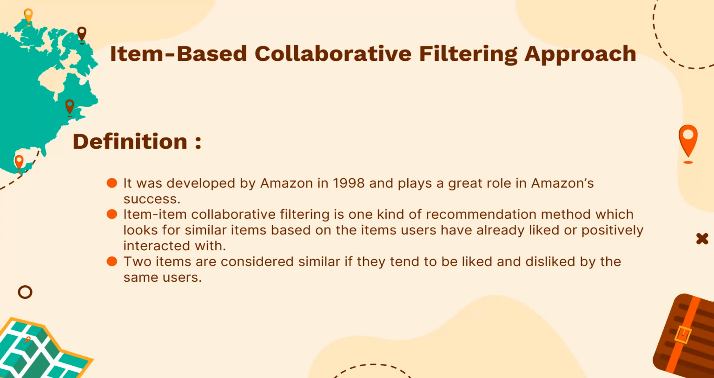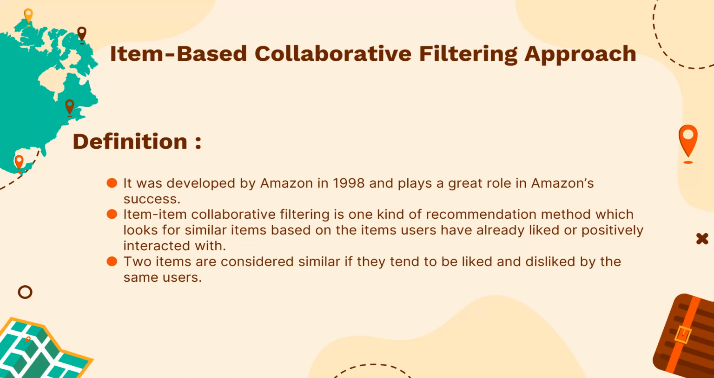In this work, we chose item-based collaborative filtering from the Apache Mahout library to implement our tourism recommender system. Item-based collaborative filtering is one kind of recommendation method which looks for similar items based on the items users have already liked or positively interacted with.